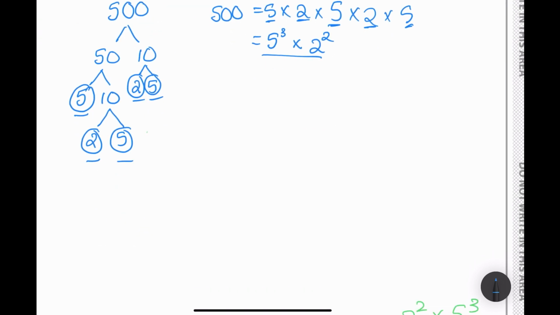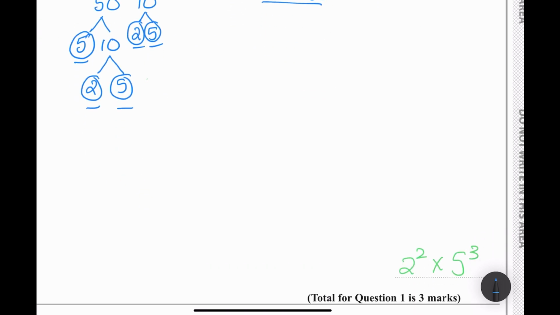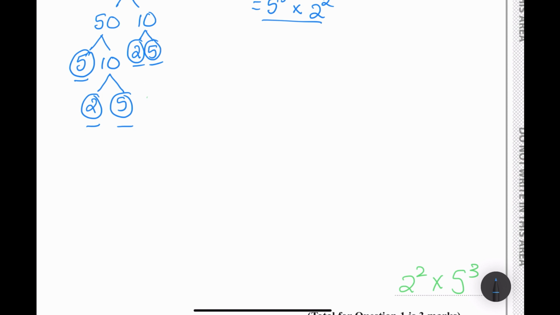So here my answer is 5 cubed times 2 squared, or we could have written it as 2 squared times 5 cubed. It doesn't matter which order you were to write that down.